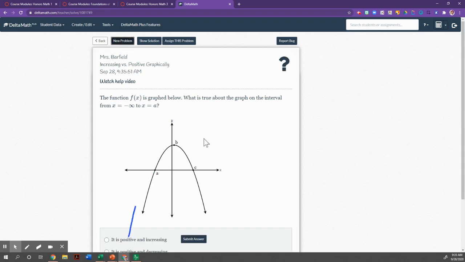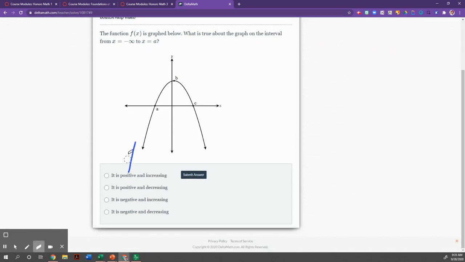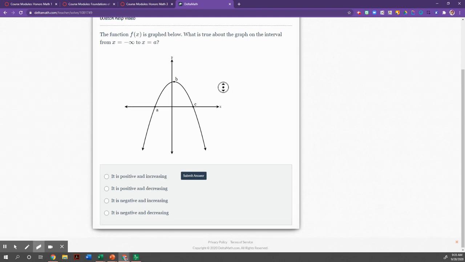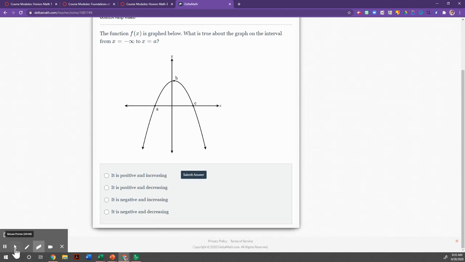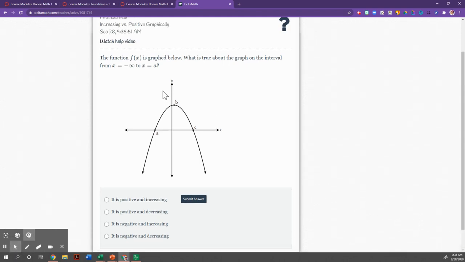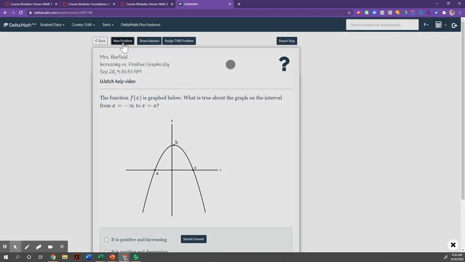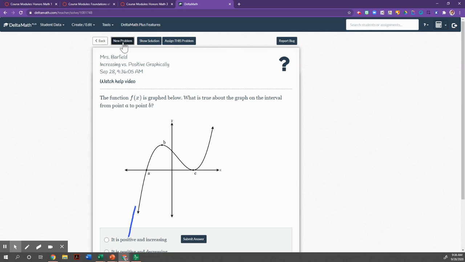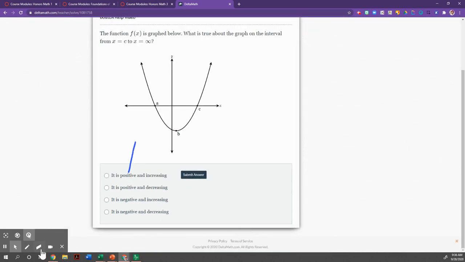I'm going to do one more. That one did not erase. Get that cursor to move back. I'm going to just try to cycle through and get a problem. Point A to point B. There we go. That's a good problem.